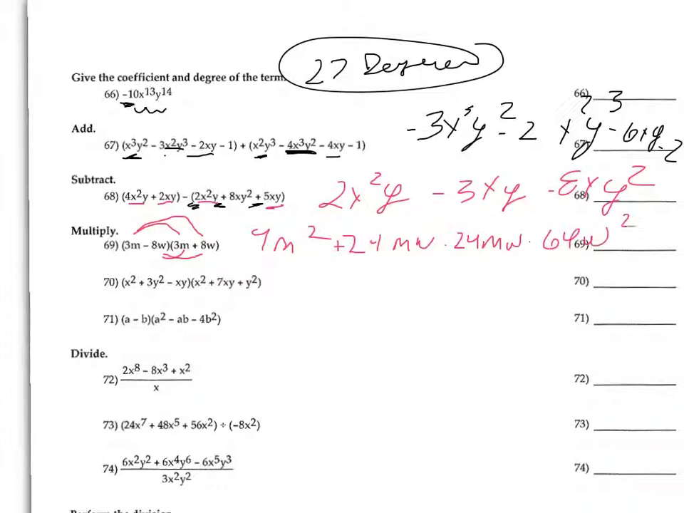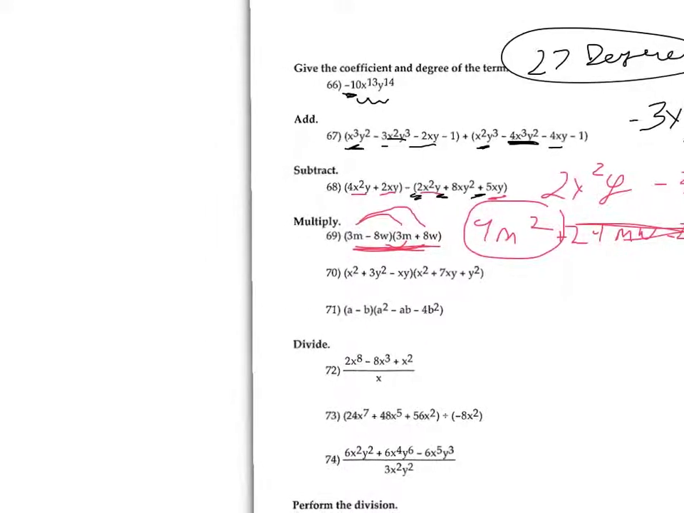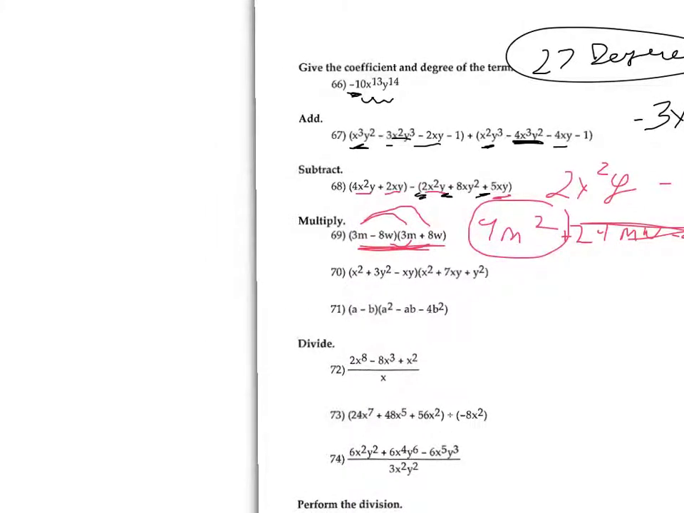squared. These are conjugates, and you'll notice that the cross terms canceled off, so we have a 9m squared minus 64w squared. So this next one, looks like we have quite a beefy multiplication going on. I'm going to use a box. So we have a trinomial times a trinomial.